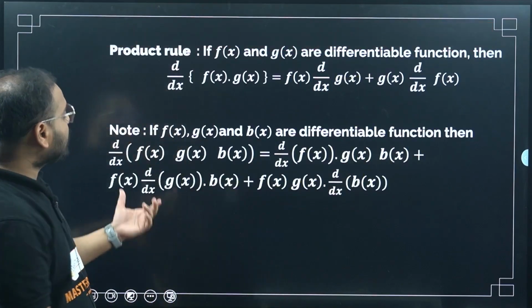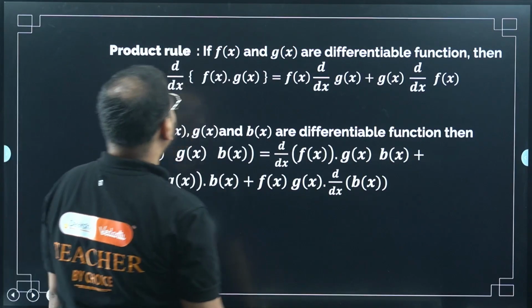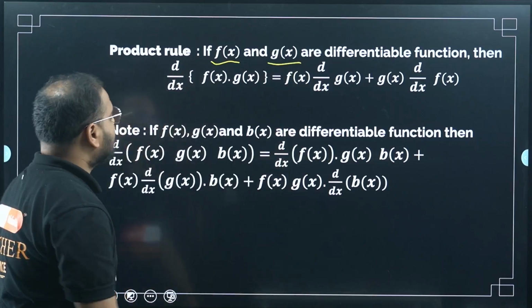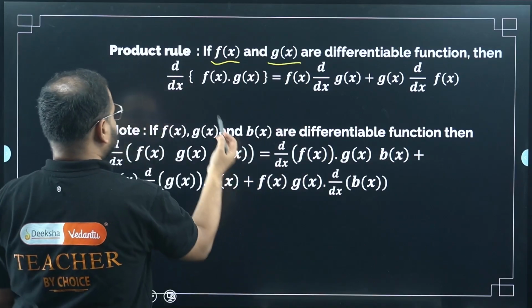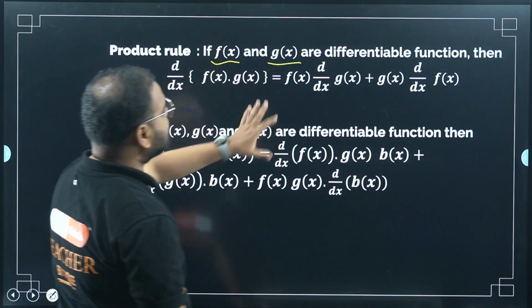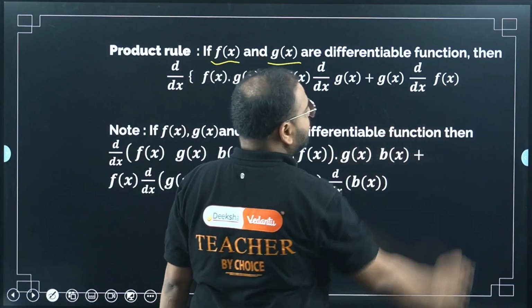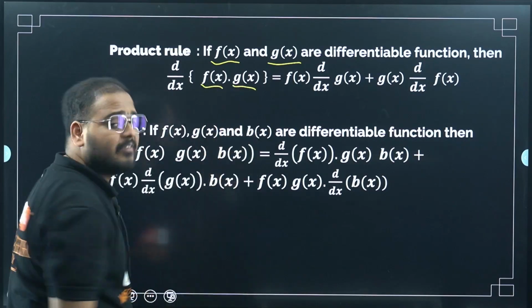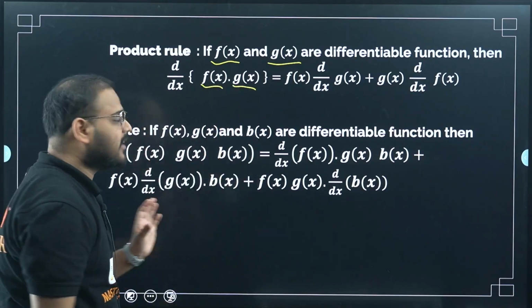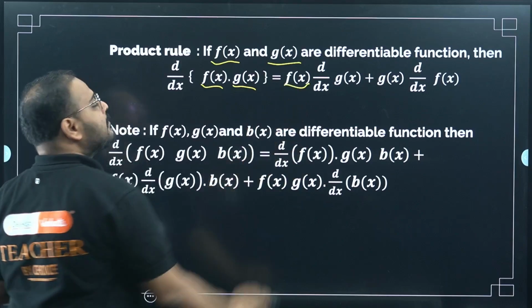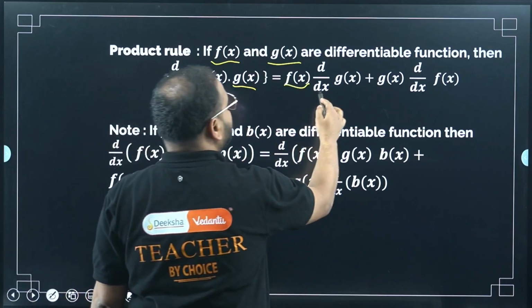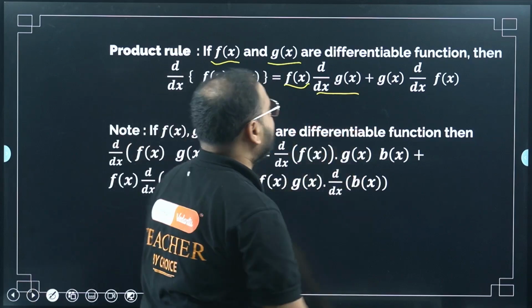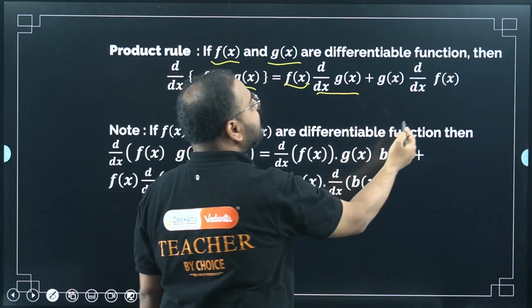Alright, let's check the product rule. If I have two functions fx and gx, and they're multiplied like this. Both are differentiable functions, and they are given in product. How do you apply it? Keep the first function as it is and take differentiation of the second function, and then put a plus sign and take what?